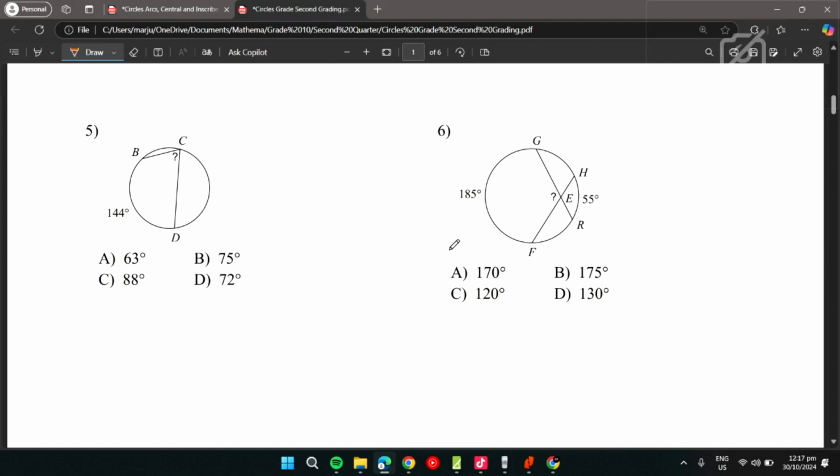Pag inscribed angle is just 1/2 of the arc it makes. 1/2 lang yan of the arc. So, ang inscribed angle again is 1/2 kung ano man yung measurement ng arc na nagawa niya. So, look at our given.